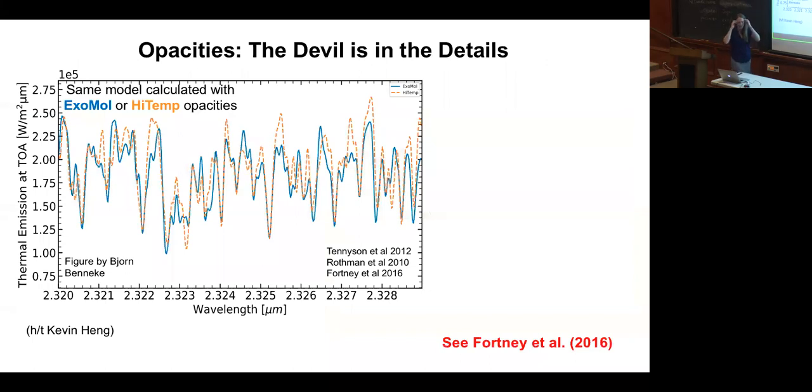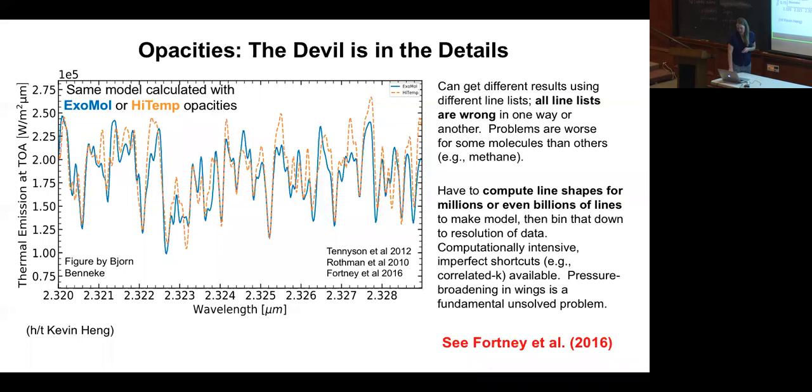Another thing that gets swept under the rug often is this: I tell you I want to make a model with a certain amount of water, a certain amount of methane, a certain amount of carbon monoxide. The way that I translate those abundances into a spectrum is I need opacities for each molecule. There are different databases of opacities, and they can give you very different answers even when everything else in the model is exactly the same. So this is the same planet, same model, just two different databases of opacities. And you can see that the answers are different at a level that is starting to matter for the observation.